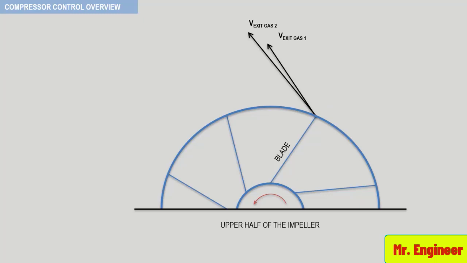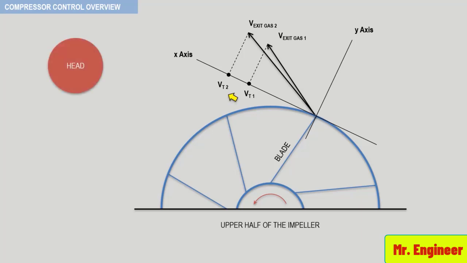Let's now plot the x component of these two vectors. As you can see here, increasing the compressor speed resulted in increased blade tip speed, which resulted in higher tangential velocity. Now, since the head of the compressor is proportional to the tip speed, which in our case here has increased, times the tangential velocity, which has also increased, then it becomes clear that increasing the speed of the compressor will increase the produced head.